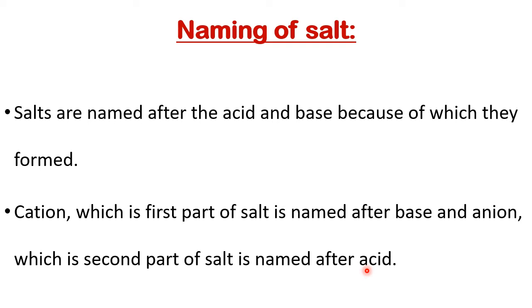Like that, even in the case of salts, first the cation is named, the positive ion, then the anion, or the negative ion. What do we want to say here? Cation comes from the base part and the anion comes from the acid part. Let us see the examples.